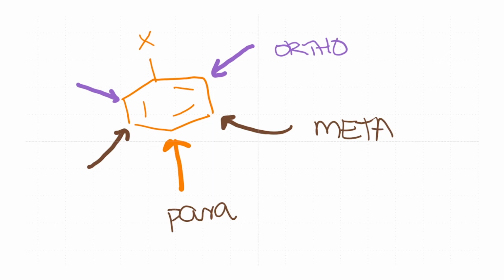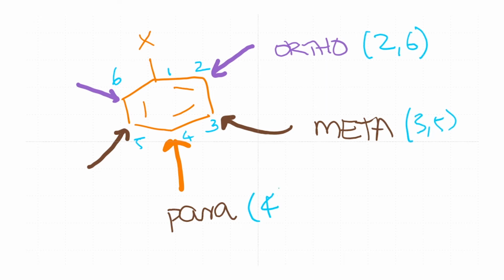Okay, so if I number the carbons, then the numbering would tell us how this happens. So 1, 2, 3, 4, 5, and 6. Ortho is basically 2 and 6, meta is 3 and 5, and para is carbon number 4. Okay, so in the case of bromination of phenol, we get the ortho and para substituted product, and you get the tri-substituted product.